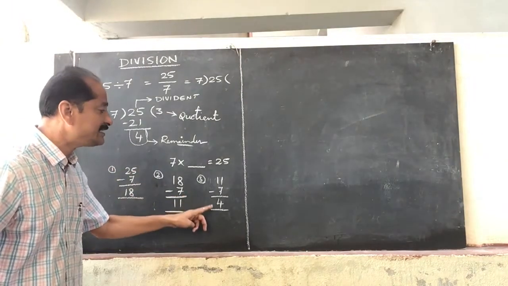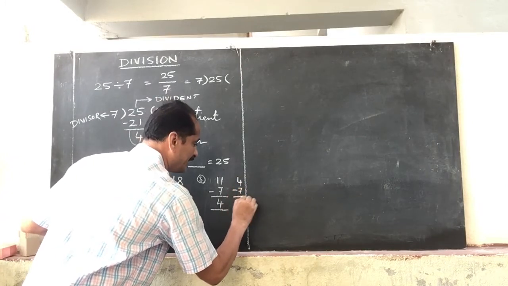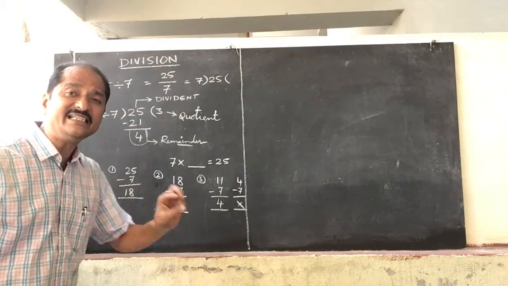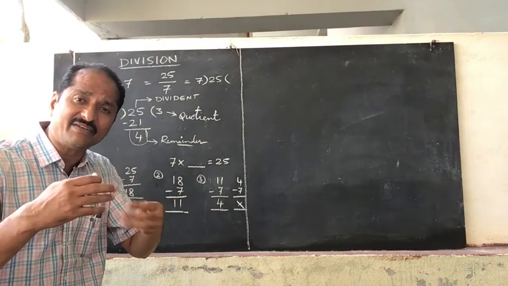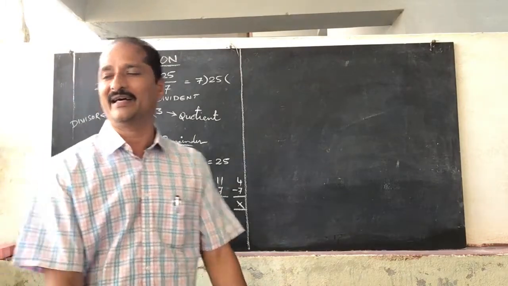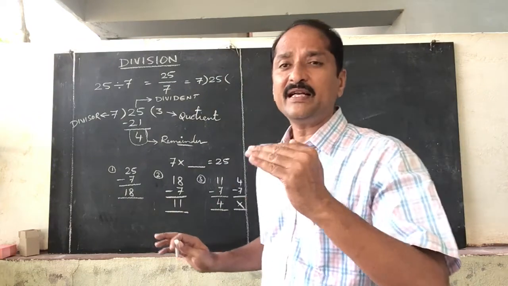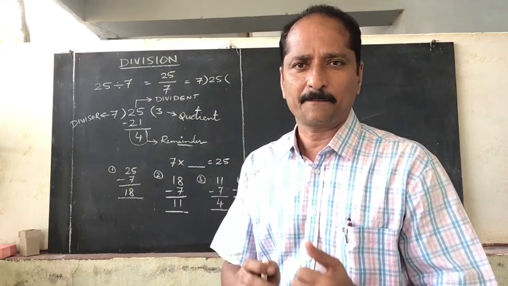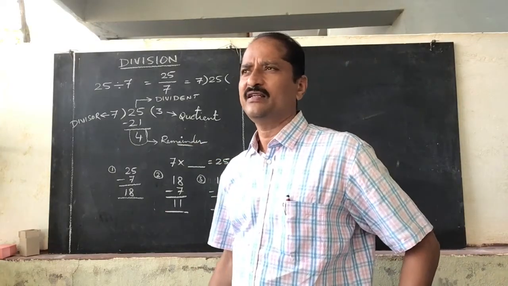Now is it possible to take out 7 from 4? Here it is not possible. So we are saying only three 7s are there in 25. After taking three 7s from 25, how much is left over? 4 is left over. That is called the remainder. So this is repeated subtraction. Repeated subtraction is known as division. In this way we can find the division.